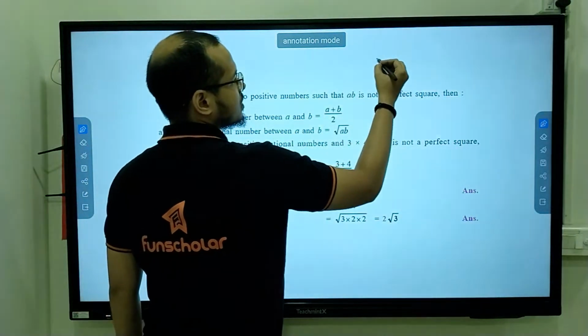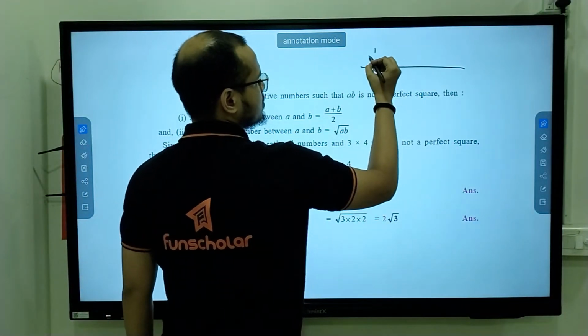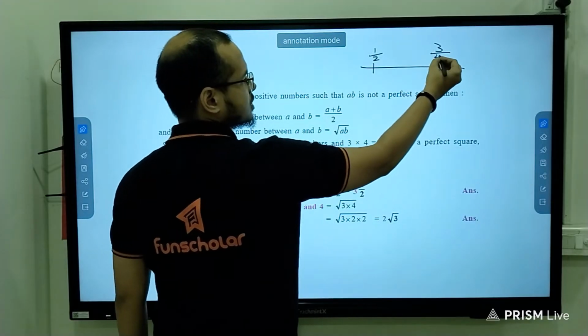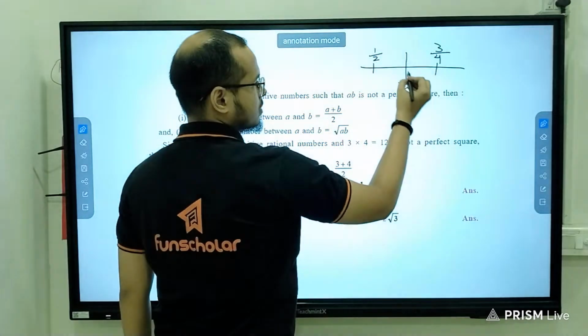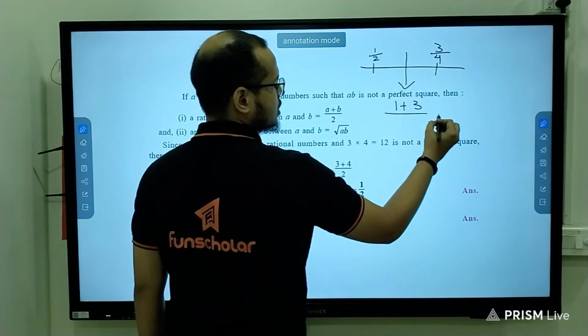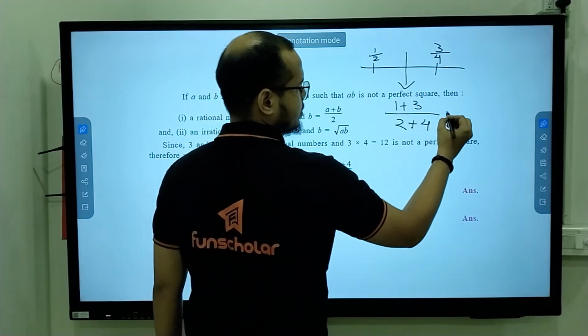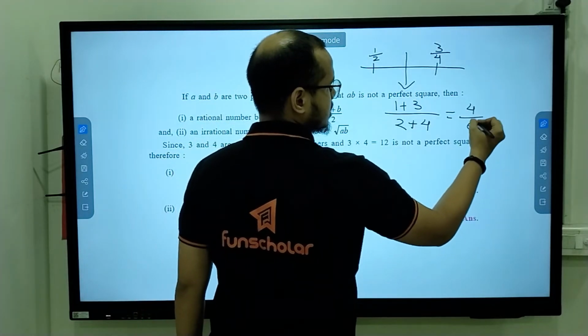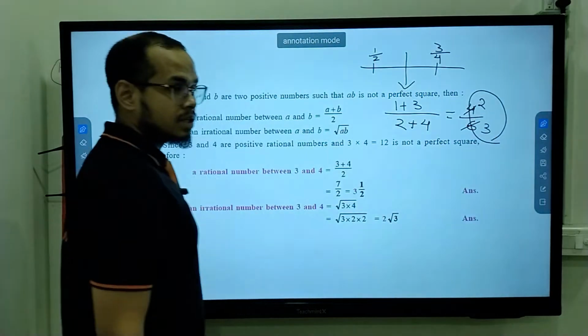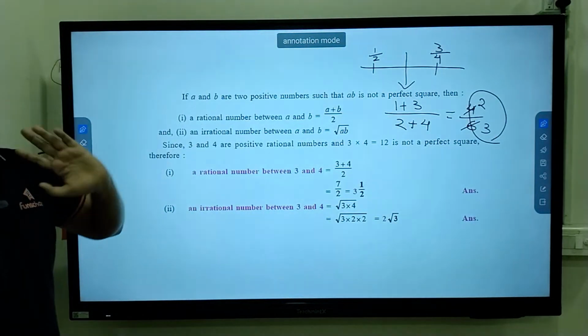See, I'm taking one number as half, another number is 3 by 4. I want to insert one rational number between them. What I will do, add the numerators, so 1 plus 3, add the denominators, 2 plus 4. So we are getting 4 by 6, that is 2 by 3. So that is a rational number between half and 3 by 4.